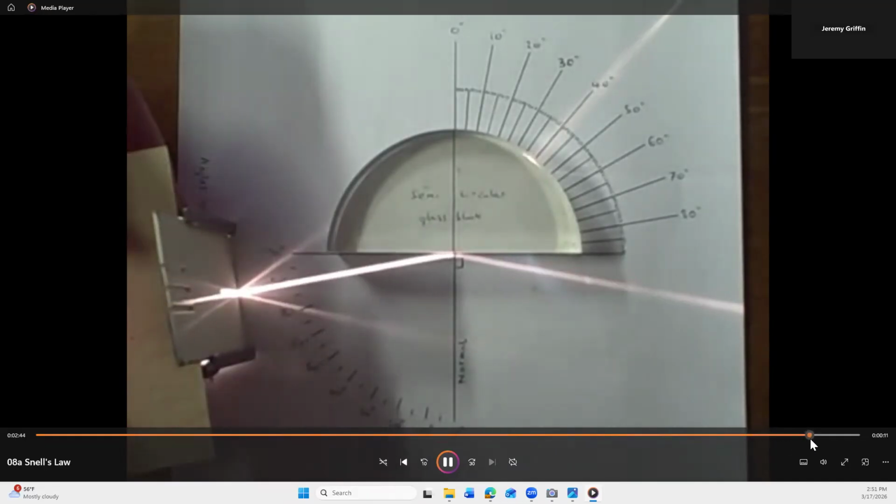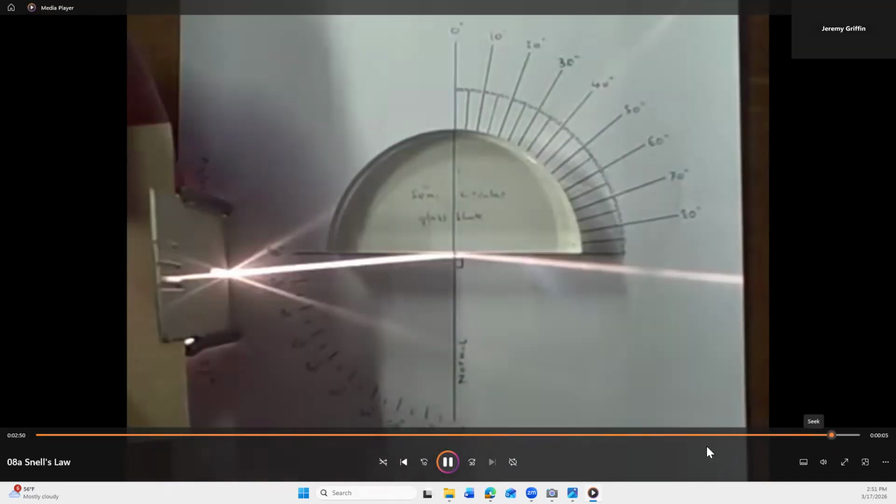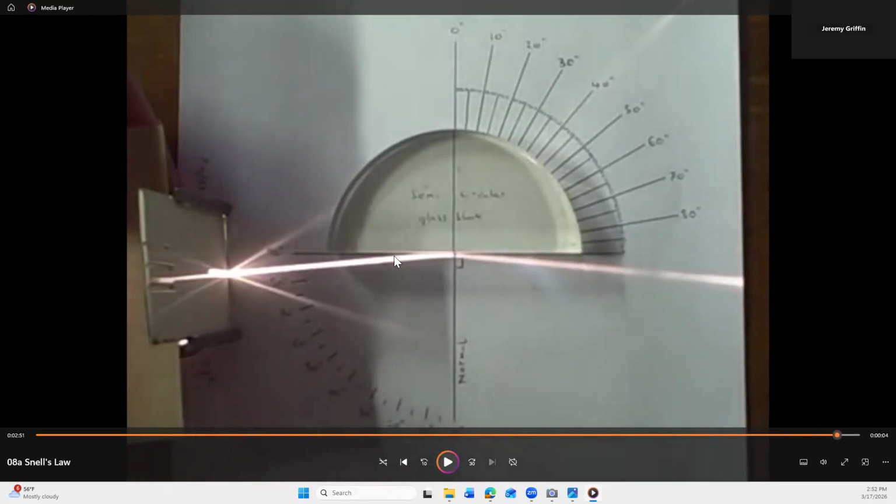In fact, if I go all the way to 85 degrees, which is where the video ends, that's as far as we can take this. You see some really weak refraction. You just barely see it. It's about 40-something degrees right there. That angle has a name. It's called the critical angle.